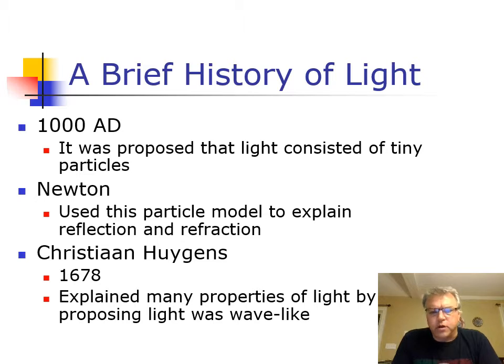First thing I want to do is just talk about a very brief history of our understanding of what light is. If we go back to about 1000 AD, the philosophers and the scientific thinkers of the day proposed that light was made up of tiny little particles. They had no idea what these particles were. They had no idea how they behaved. They really knew nothing about them, but they thought that light was made out of particles. And they called these particles corpuscles. We now call them photons, but back then they called them corpuscles.